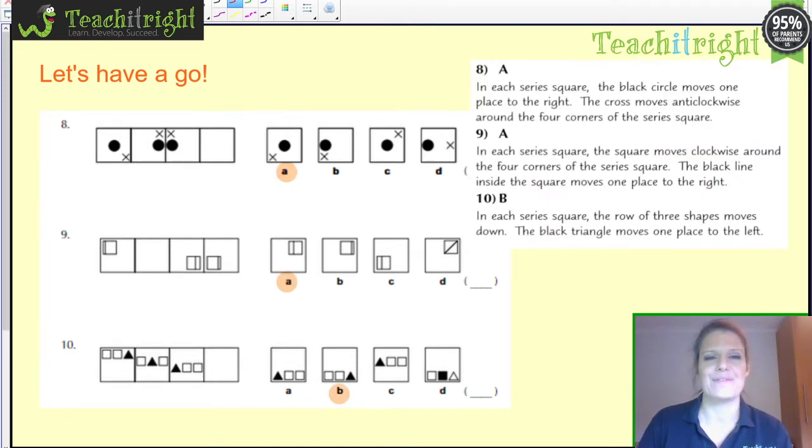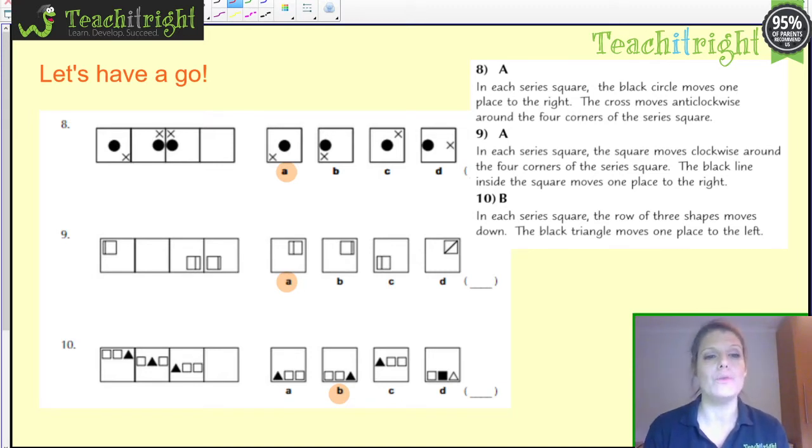Let's have a look. So for question 8, the answer was A. That's because in each series square, the black circle is moving one place to the right. So you can see it starts in the middle, it's moved to the right, then effectively it's gone through that barrier between the squares to move one place to the right again, which means it's going to move one place to be back in the middle of the square.